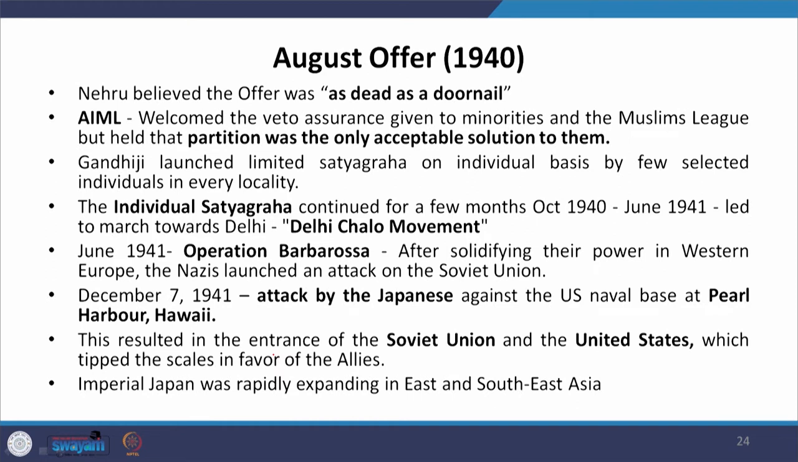In June 1941, there was Operation Barbarossa. After solidifying their power in Western Europe, the Nazis launched an attack on the Soviet Union. By December 7, 1941, the Japanese attacked the US naval base at Pearl Harbor, Hawaii. There are all these different larger historical events that play an important role in deciding the fate of post-independent India. All these resulted in the entrance of the Soviet Union and the United States in this scenario, which tipped the scales in favor of the Allies, right.